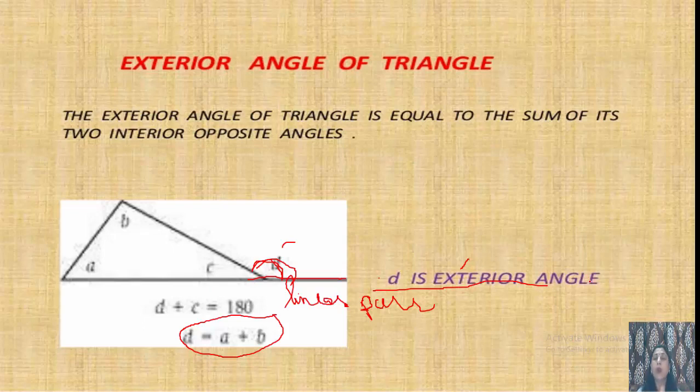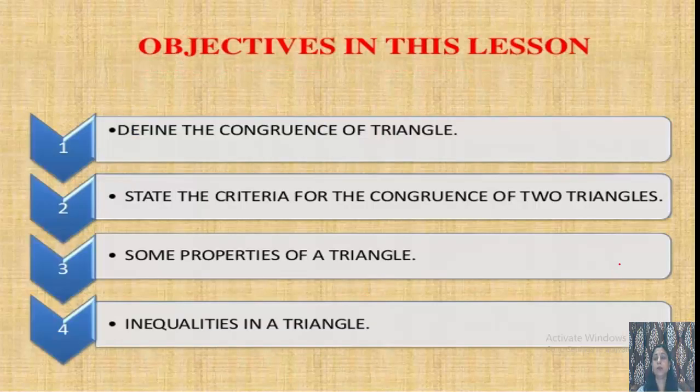You all have to remember all these properties because you are going to use them in solving the problems or the questions of the exercise. Now the objectives in this lesson. The very first objective is to define the congruency of triangle. The second is to state the criteria for the congruency of two triangles.